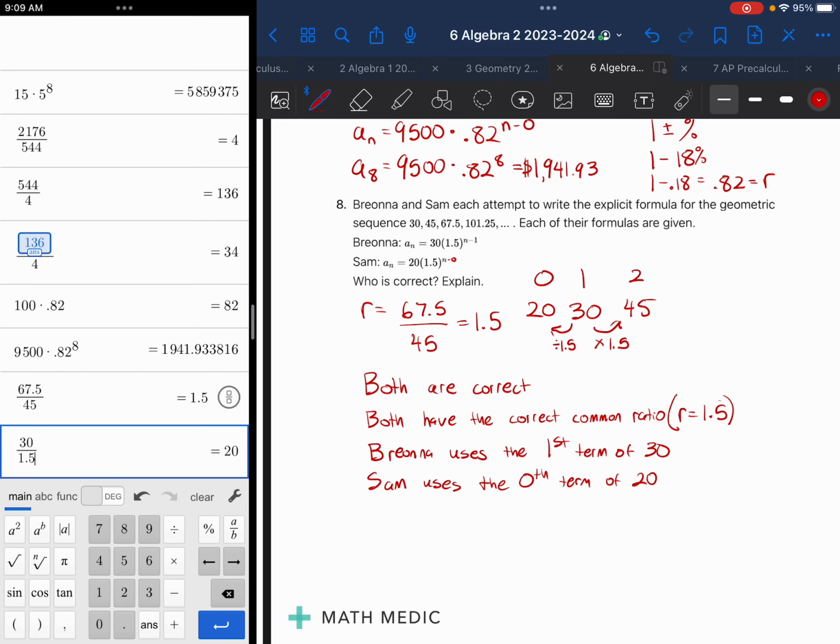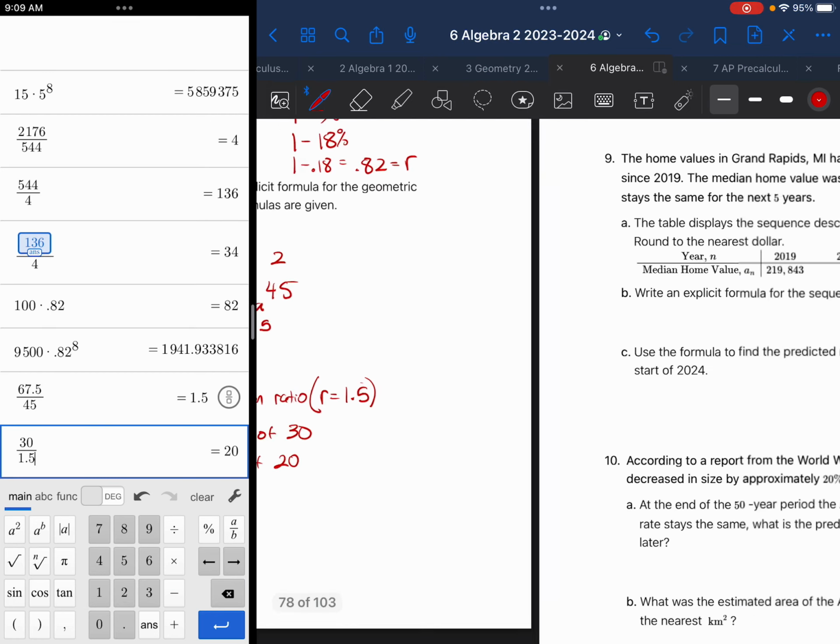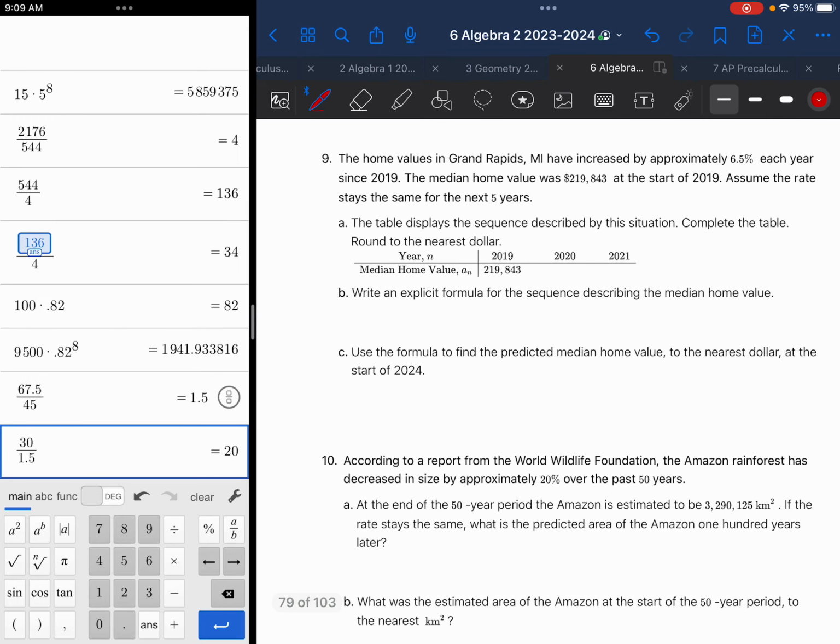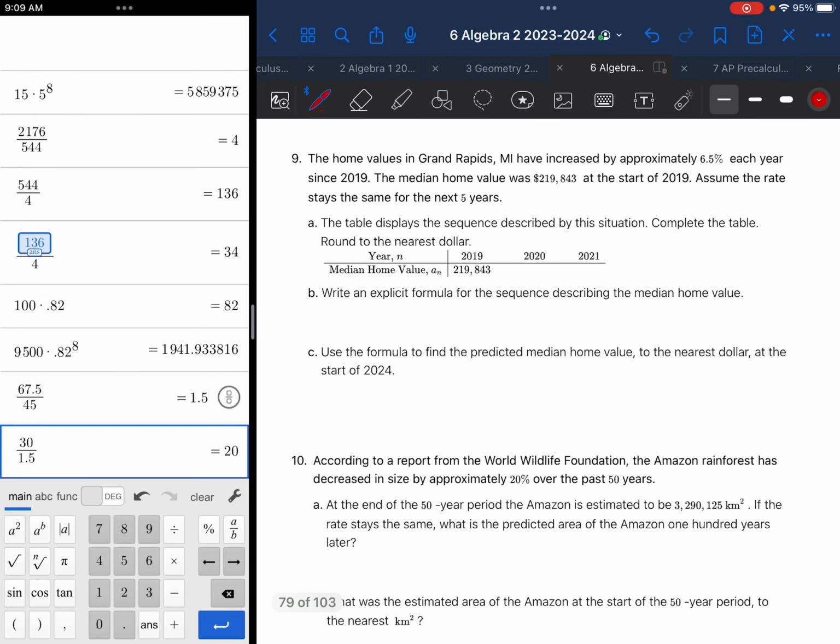All right. Moving on to number 9. Oh, we got a bit to read here, guys. All right. The home values in Grand Rapids, Michigan, have increased by approximately 6.5% each year since 2019. The median home value was $219,843. And it looks like this information, and this information, both of those are in the table already.